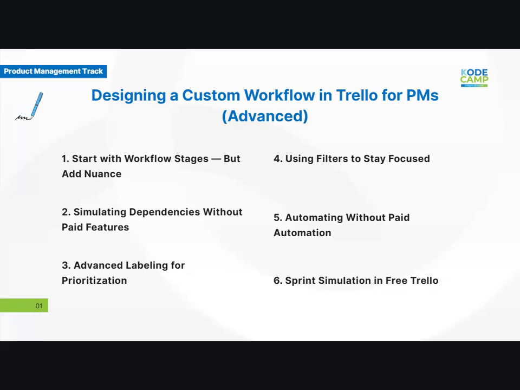Now, we have advanced labeling for prioritization. Labels aren't just for categories. They can act like a priority system. For Trello, I suggest using red for priority 0, which indicates critical or must fix now. For example, let's say the app crashes when somebody is trying to send money. That is very critical and you must fix it now. So it has to be in red.